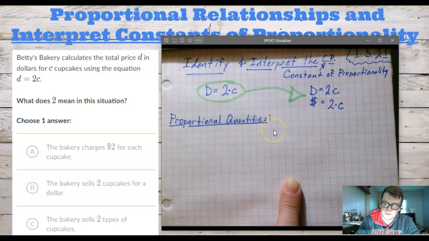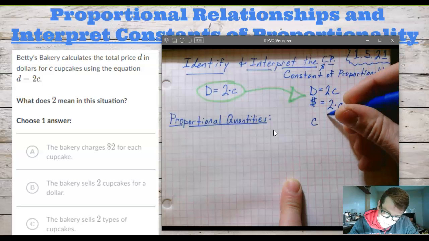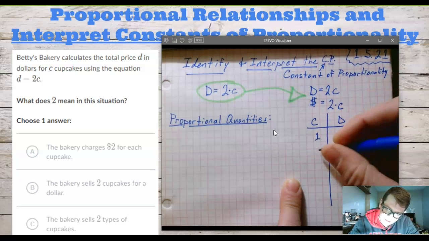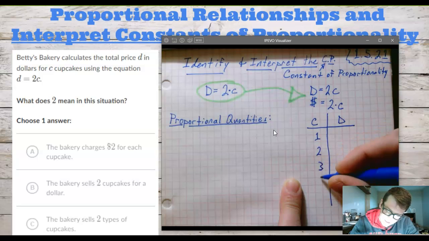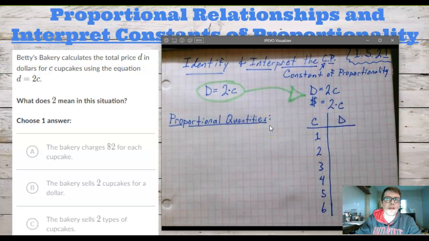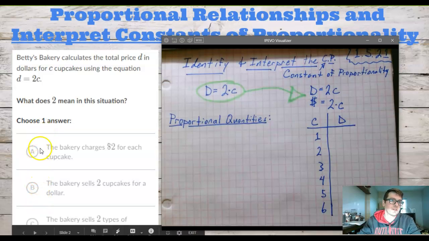So I want you guys to set up a table and fill in like 1 cupcake, 2 cupcakes, 3 cupcakes. Now I'm getting hungry. All the way up to half a dozen cupcakes. I want you to, in your breakout rooms, agree what values go on the right side of the table where the D is. And then maybe discuss with each other what are some things that we see from proportional quantities. Because they tell us this is proportional. D equals 2C is a proportional relationship. We'll answer which multiple choice here is correct, but kind of just want you guys to talk about what do we see about the table.